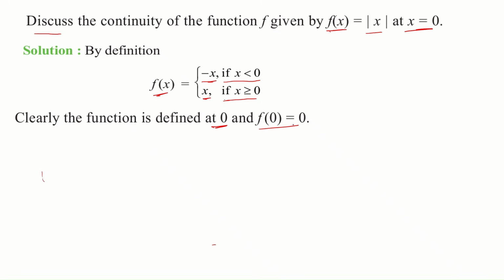Here, what is f of 0? It is 0, because at x equal to 0, the output is x, and in place of x I substitute 0. So f of 0 is equal to 0.